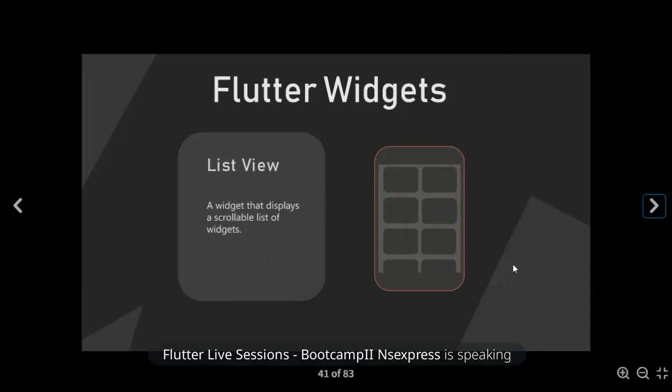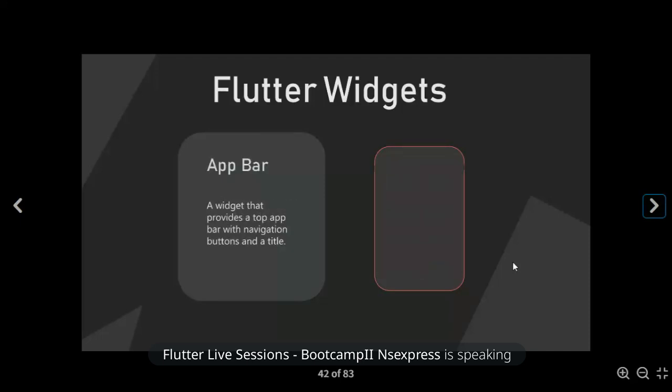So we have list view. You can see it: a widget that displays a scrollable list of widgets. So we have app bar. This is app bar, a widget that provides a top app bar with navigation buttons and the title. So it is common in our applications.